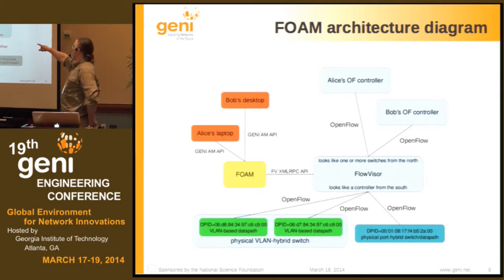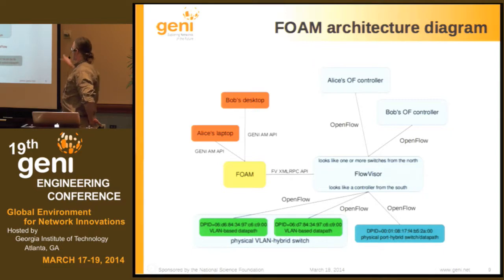And then on the other hand, Flowvisor talks to the experimenter's controllers, and to those controllers, Flowvisor looks like a switch. So it's acting as a proxy and sort of being each thing to each half of the things it talks to.